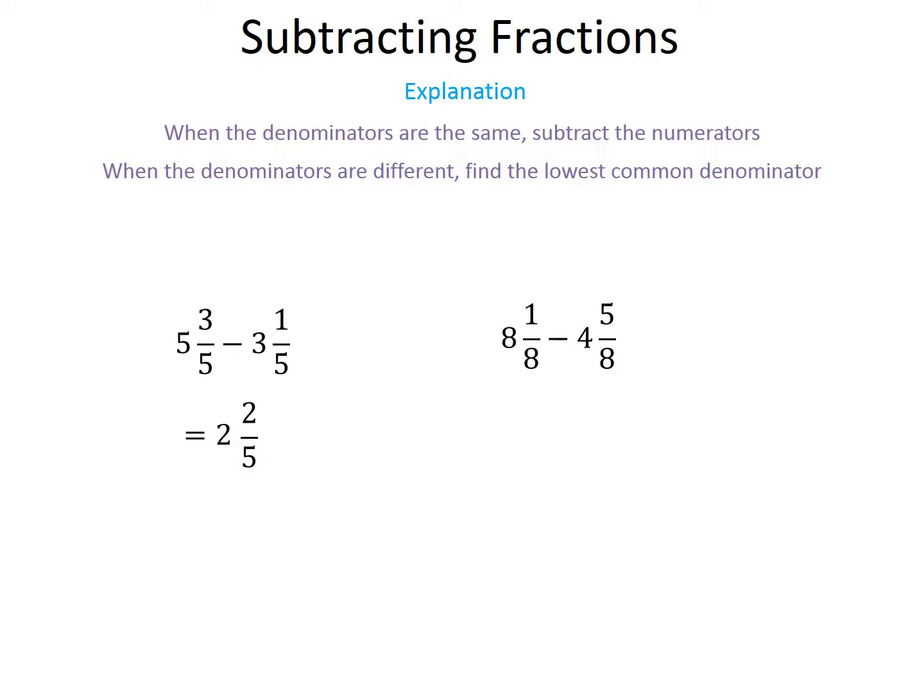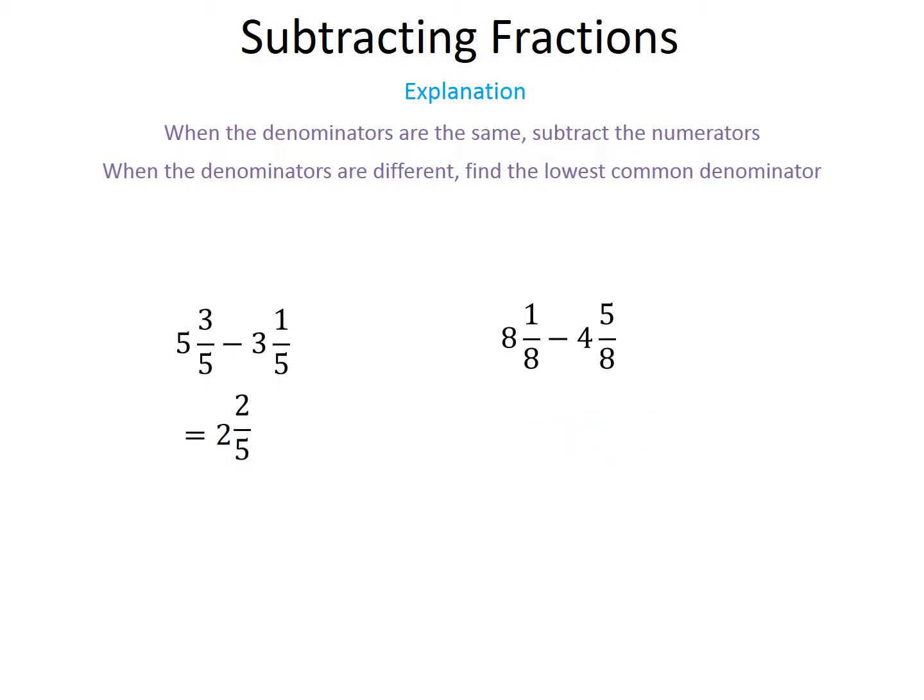So let's take a look at the next one. 8 and 1/8 take away 4 and 5/8. So let's try that again. 8 take away 4 is 4, and then, wait, 1 take away 5. We seem to have a bit of a problem here. Now, negative numbers do exist in maths, but we try and avoid them whenever possible because they can be a real pain.